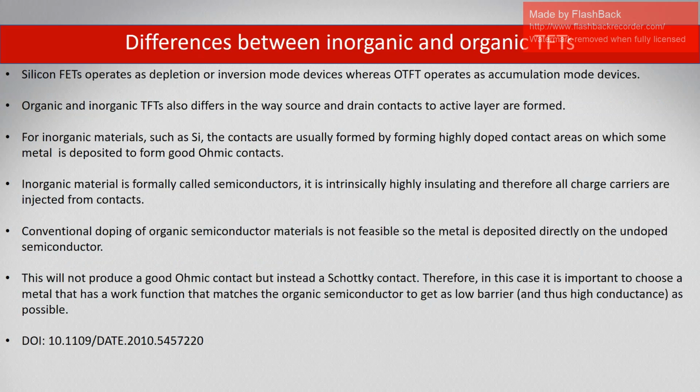So what is the difference between inorganic and organic TFTs? Organic and inorganic TFTs also differ in the way the source and drain contacts to the active layers are formed. For inorganic materials such as silicon, the contacts are usually formed using highly doped contact areas on which some metal is deposited to form good ohmic contacts. The conventional doping of organic semiconductor material is not feasible, so the metal is deposited directly on the undoped semiconductor. This will not produce a good ohmic contact, but instead a Schottky contact.